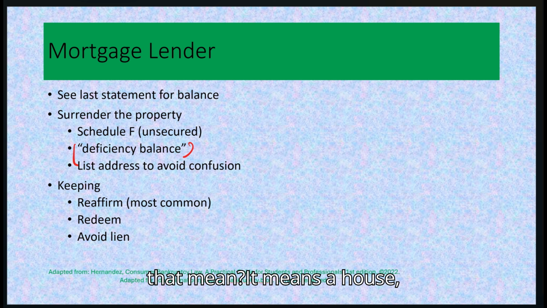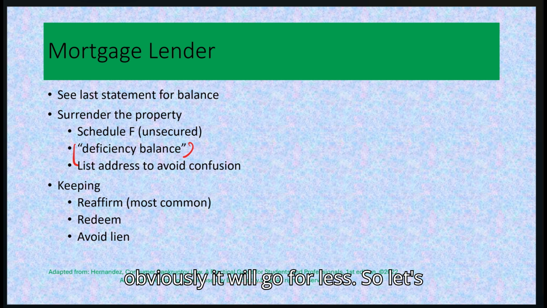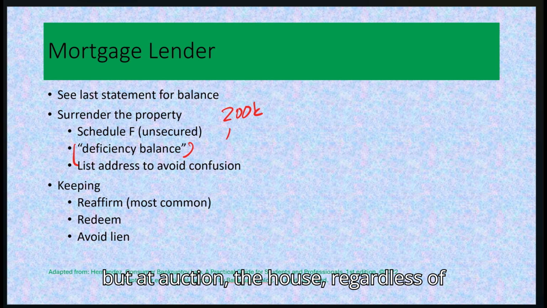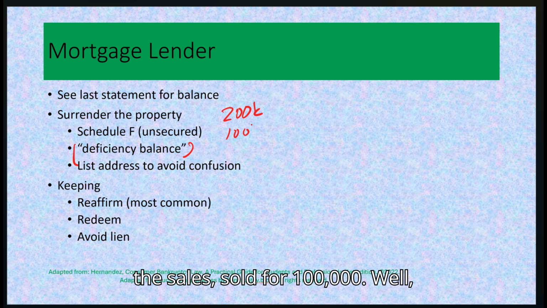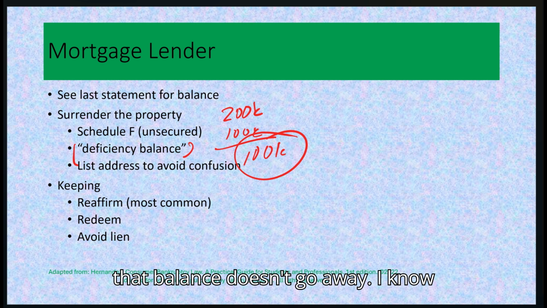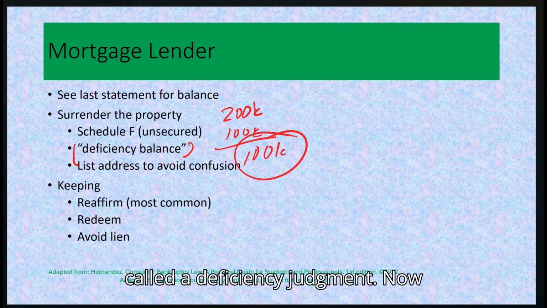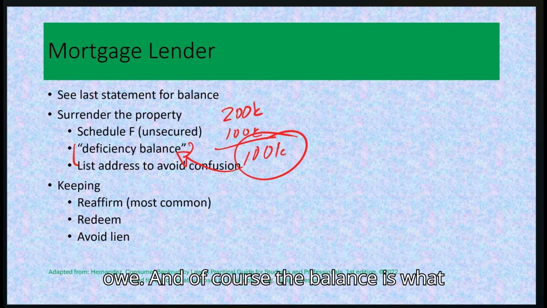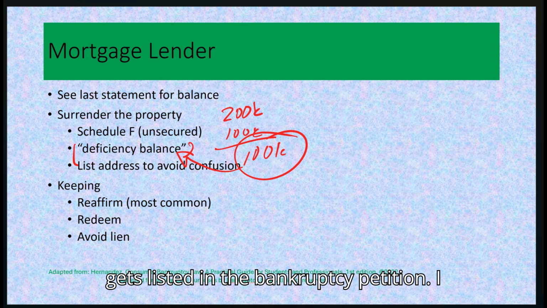So what does that mean? It means a house, obviously, will go for less. So let's say you owe 200,000 on the mortgage, but at auction, the house, regardless of the sale, sold for 100,000. Well, that balance doesn't go away. I know clients like to think that, but that's called a deficiency judgment. Now, the deficiency judgment is what you would owe. And of course, the balance is what gets listed in the bankruptcy petition.